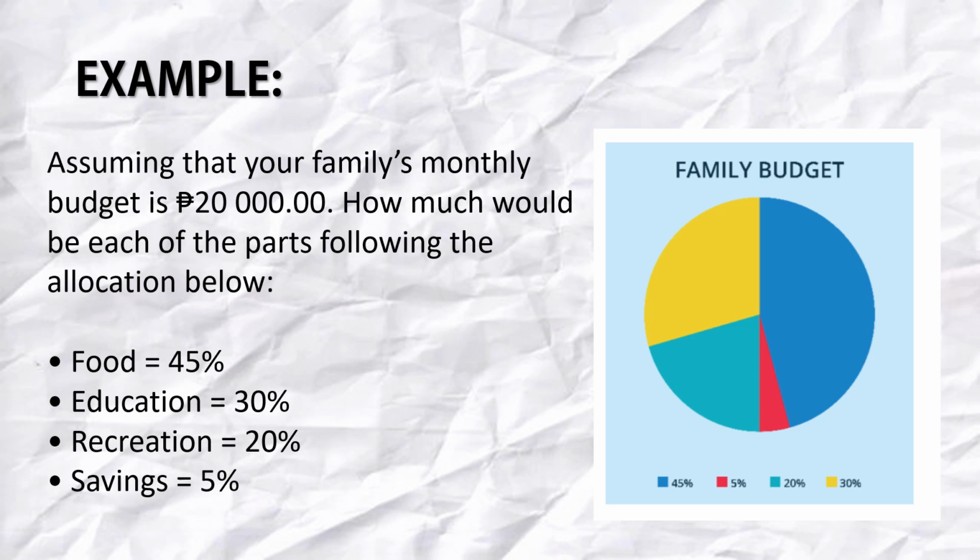Assuming that your family's monthly budget is 20,000 pesos, how much would be each of the parts following the allocation below? For food, you will be allocating 45% of your budget. This is the 45% from the family budget chart that I have here. For education, we have 30%. For recreation, we have 20%. And for savings, we have 5%. Let us now solve each part by using the formula that was given a while ago.